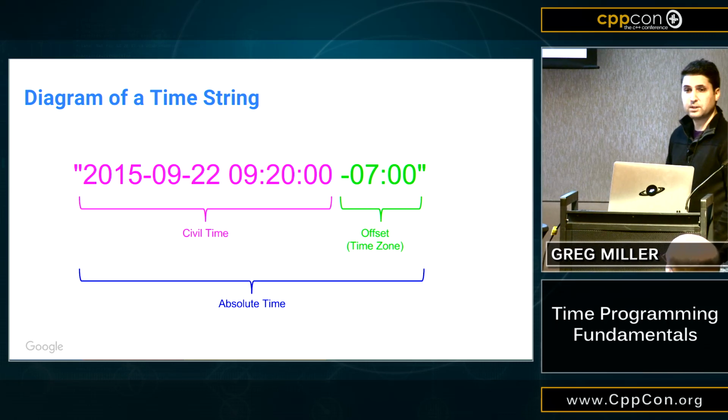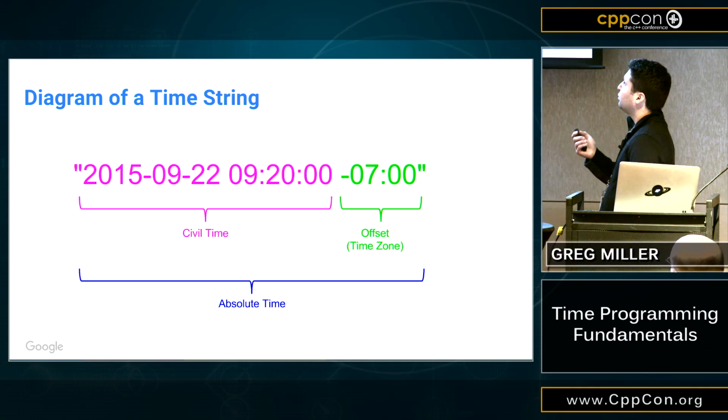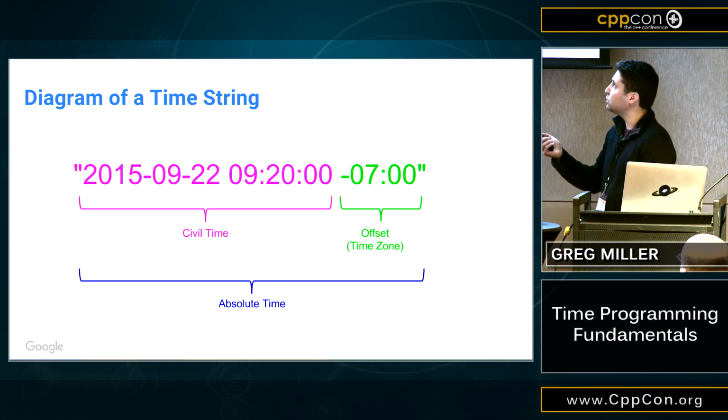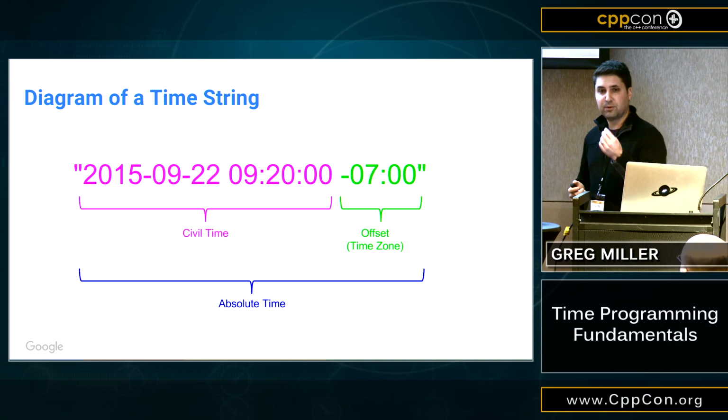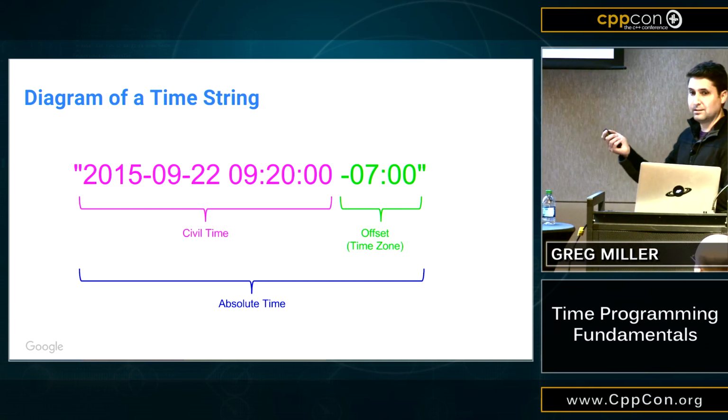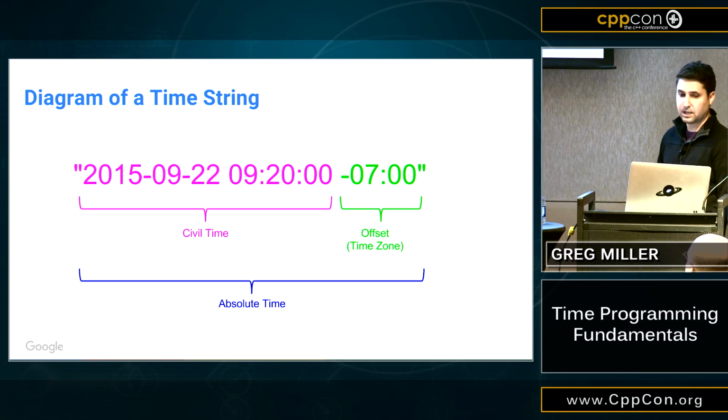This represents an offset from UTC. So this kind of takes the place of like a time zone. And this whole thing together, a civil time with this offset, gives me an absolute time. So this whole string here represents a specific instant in time. It doesn't matter what time zone you're in, this string represents a specific instant in time.